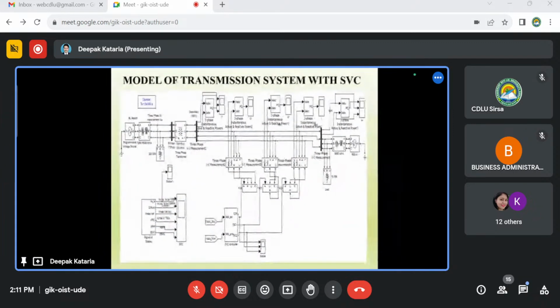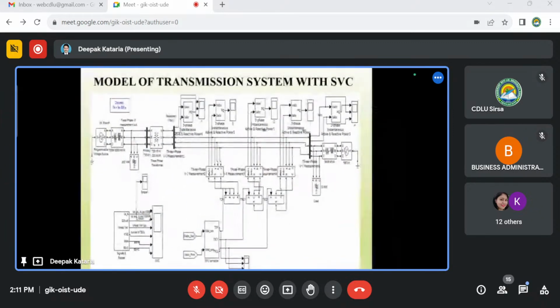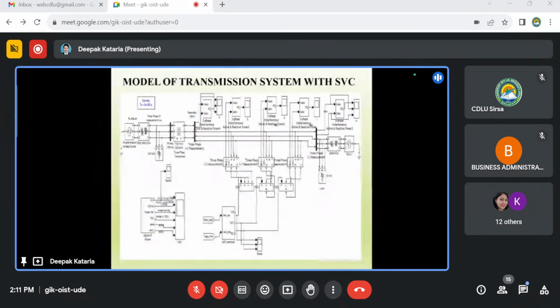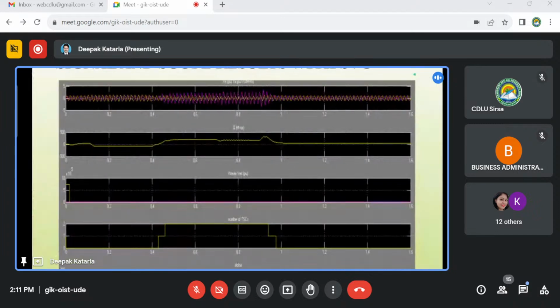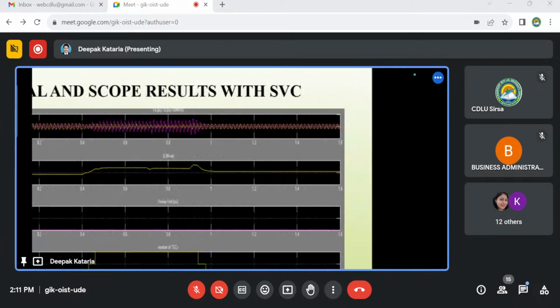This is my MATLAB model that I have worked on. The results of the model are signal and scope results with SVC and without SVC. I have compared these results with SVC and without SVC. In that I am just zooming in.